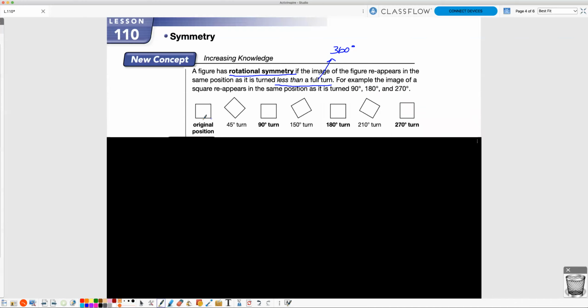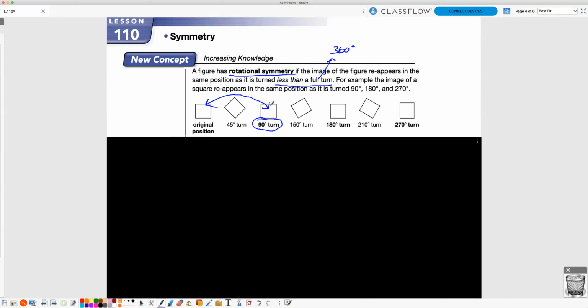So for example, this original position of this square, if you turned it 45 degrees, you could see that it's not in its original position yet. But if we turned it one more 45 degrees and we complete 90 degrees, which is just one turn to the right, it is its original position. So they're equal to each other, and it happened in a 90-degree turn.